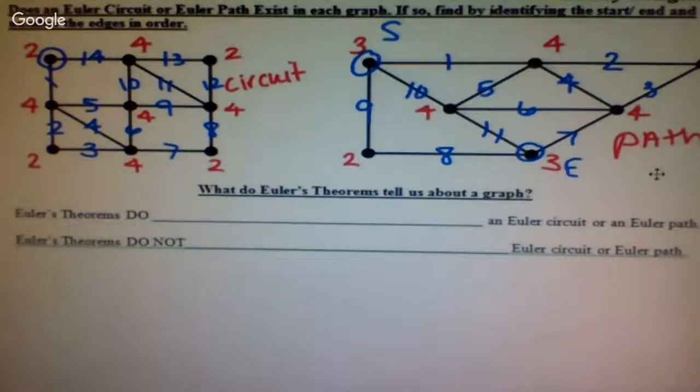They never said that you could not touch the same dot more than once. The only thing is you cannot cross a line more than once.